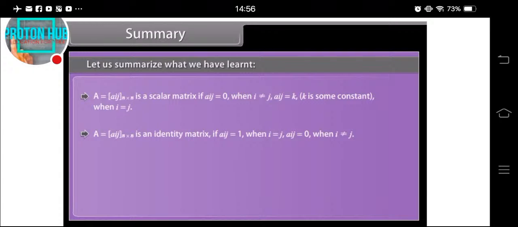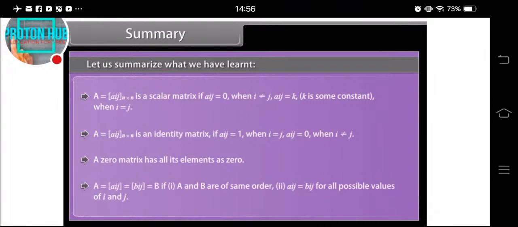A = [a_ij] n by n is an identity matrix if a_ij is equal to 1 when i is equal to j, and a_ij is equal to 0 when i is not equal to j. A zero matrix has all its elements as 0. A = [a_ij] is equal to B = [b_ij] if A and B are of the same order and a_ij is equal to b_ij for all possible values of i and j.